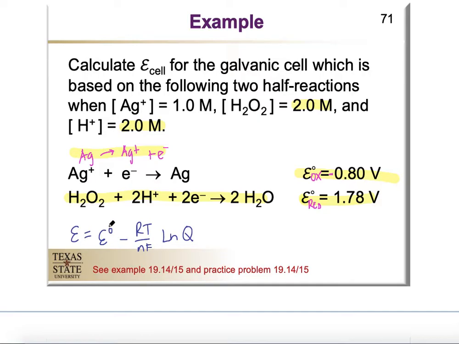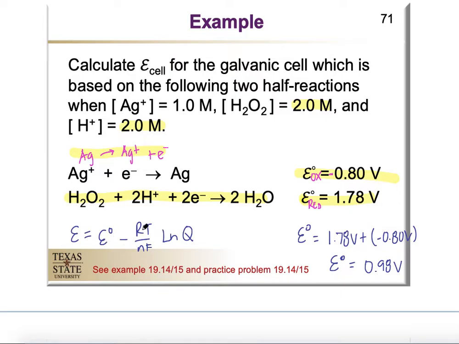And then to be able to solve for this, we actually do need the cell potential at standard conditions. How do we calculate this one? Well, we already know that we can calculate it by adding these two values. So our cell potential at standard conditions is equal to our reduction potential, which is 1.78 volts, plus the oxidation potential, which is negative 0.80 volts. And E0 is equal to 0.98 volts. All right, so we have the E naught.